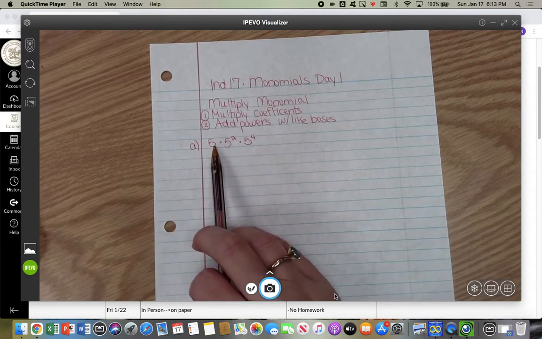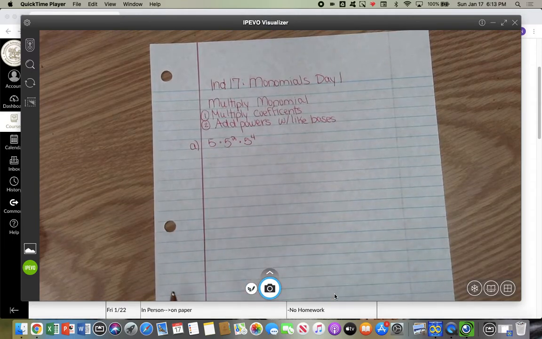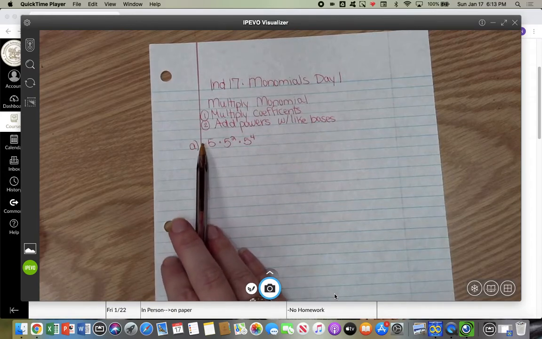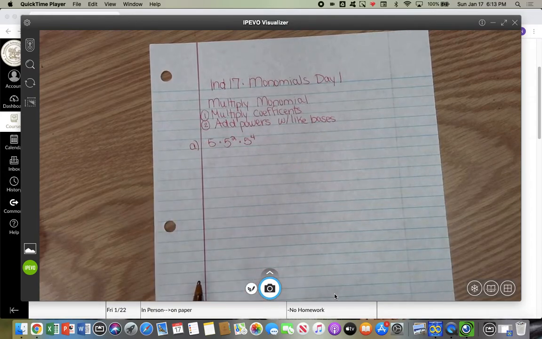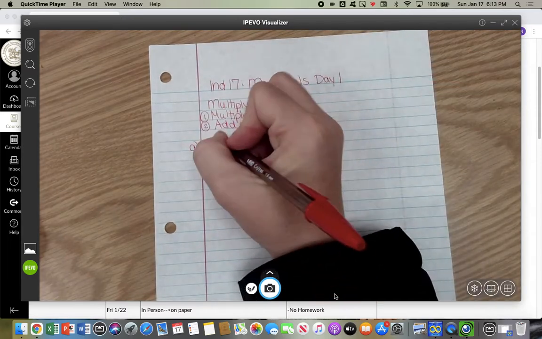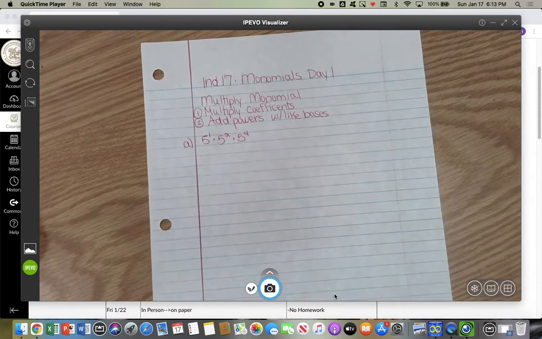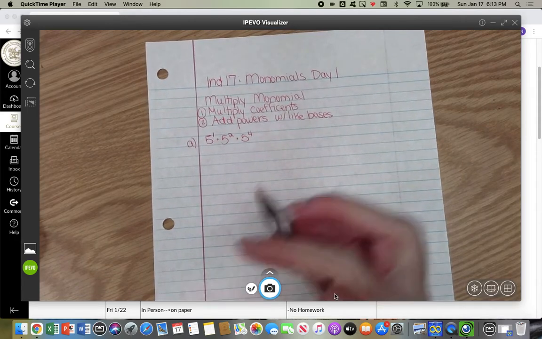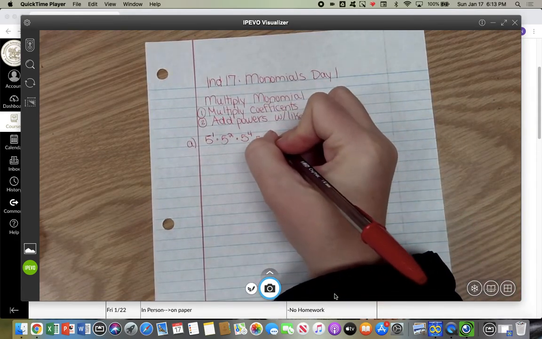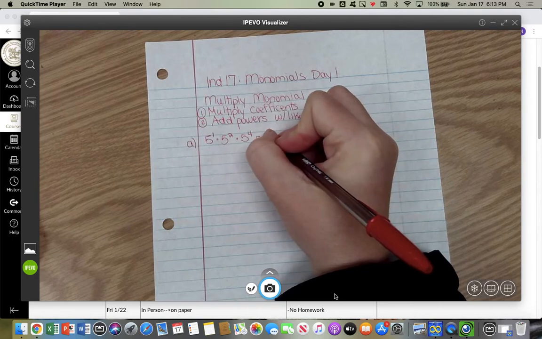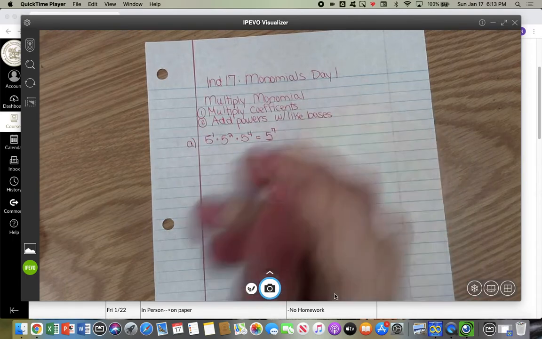So we simply just add our powers. Because we don't have a number in front of this to multiply it with, in this case, this does have a power of 1. So these are the bases. So we do not multiply the 5s. We simply just add 1 plus 2 plus 4, and we say 5 to the 7th power.